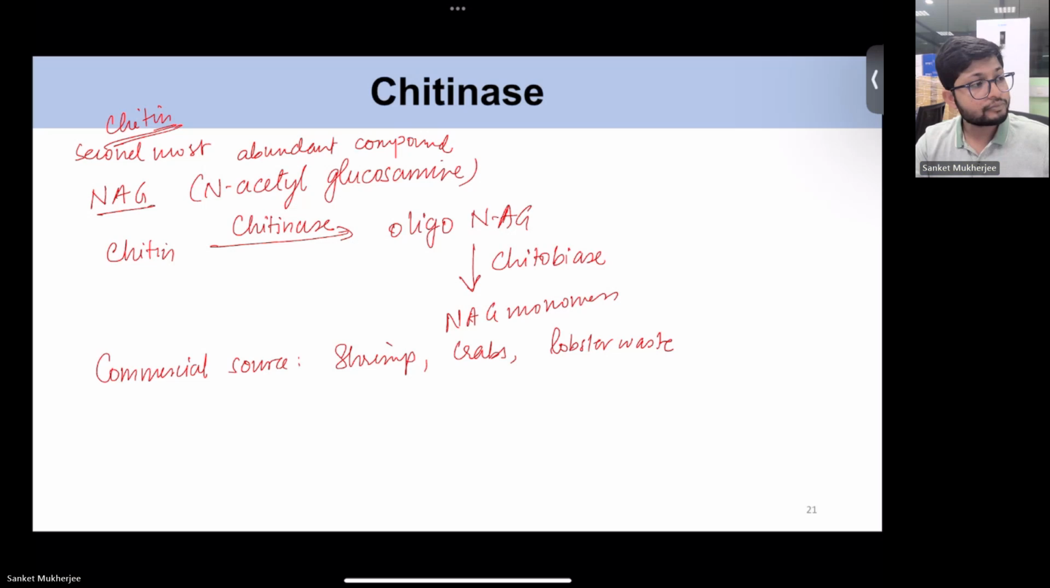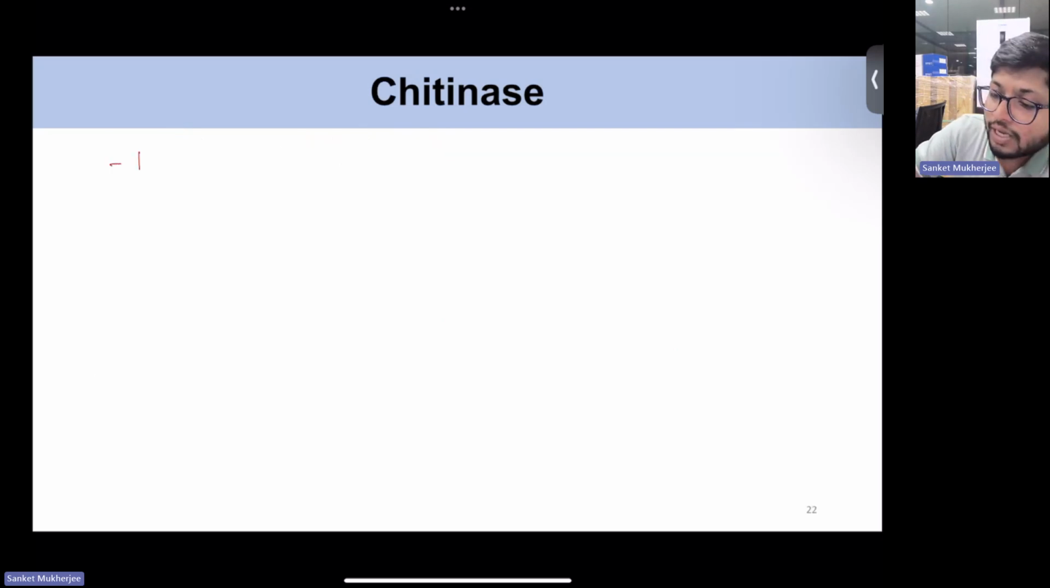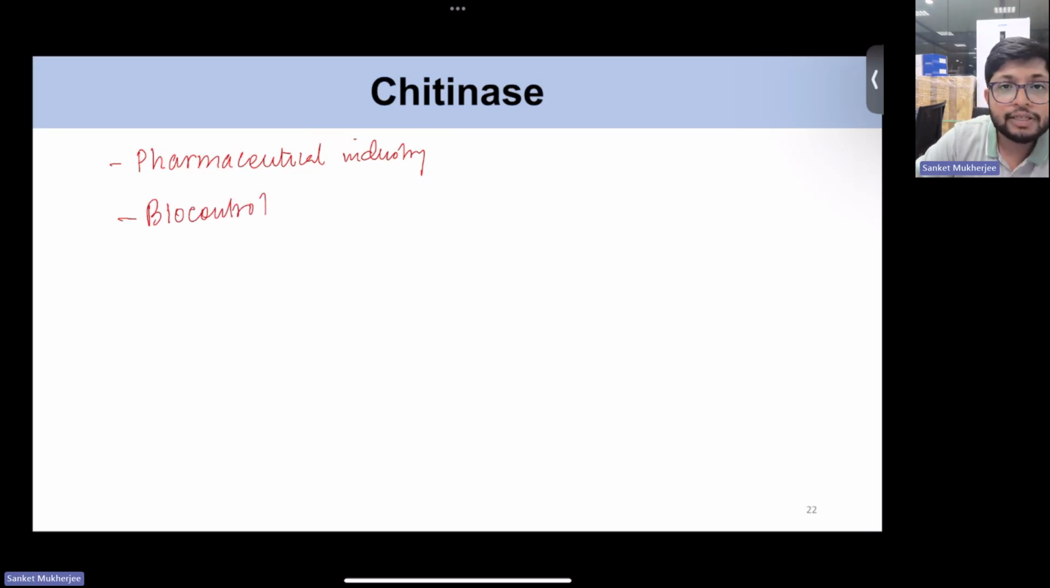Right. So if we talk about the application, they have huge applications in the pharmaceutical industry. They are biocontrol agents as well, and they are better than other biocontrol agents. Chitin is a protective layer in insects, so chitinase works as an insecticide, and it is better because it does not have any polluting effect.